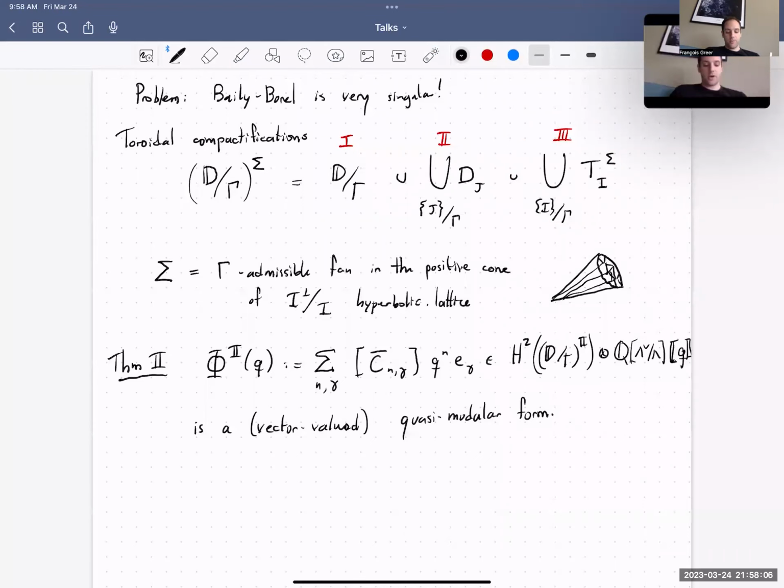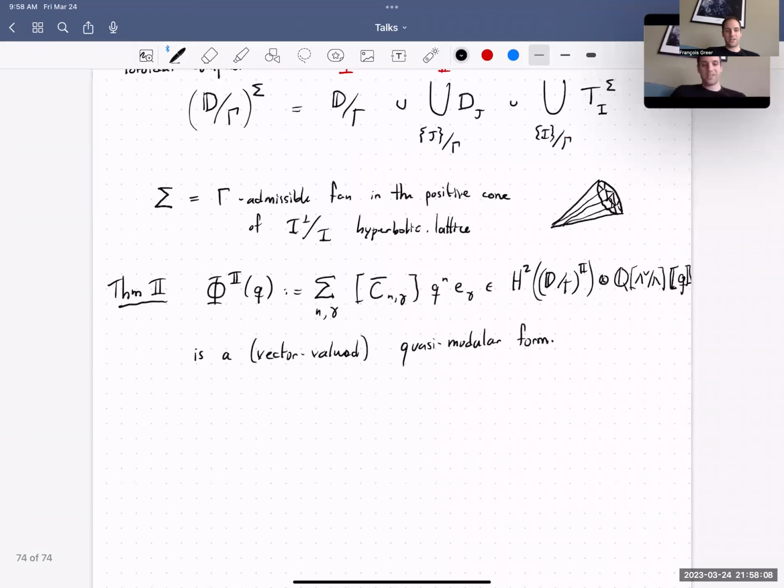Now, what's a quasi-modular form? For our purposes, it's just going to be a polynomial in the E2 Eisenstein series with coefficients in classical modular forms. Okay, so I'll just write a polynomial in E2 over classical modular forms.